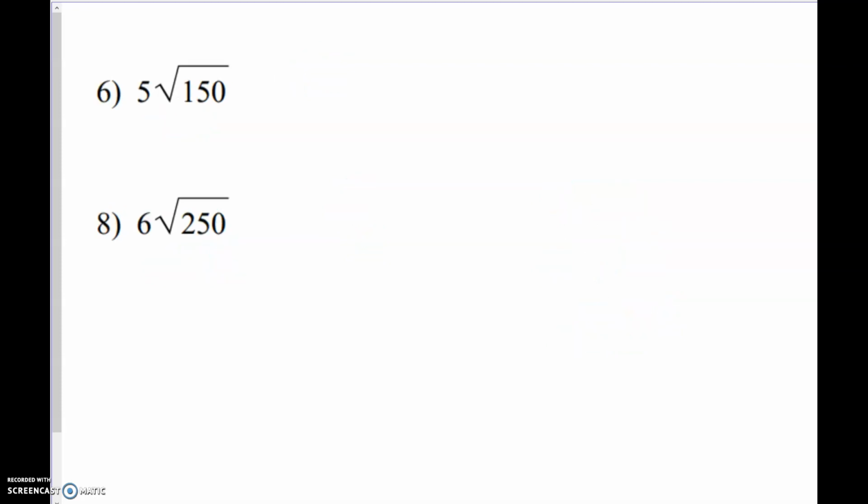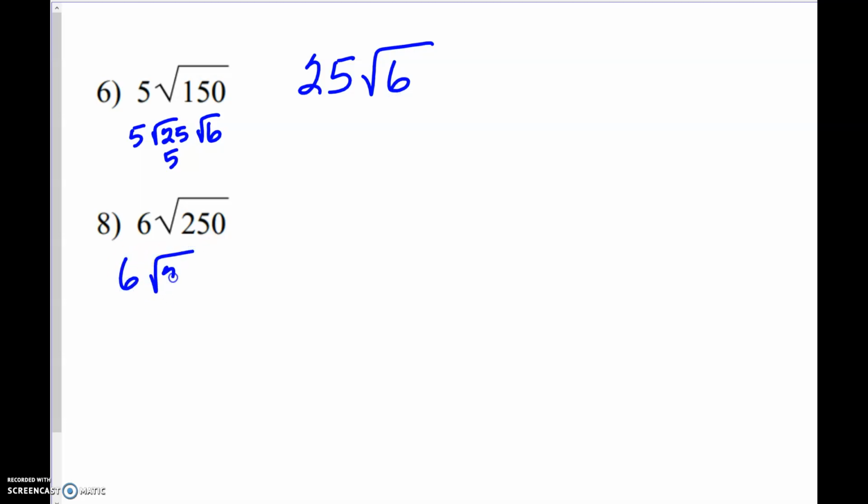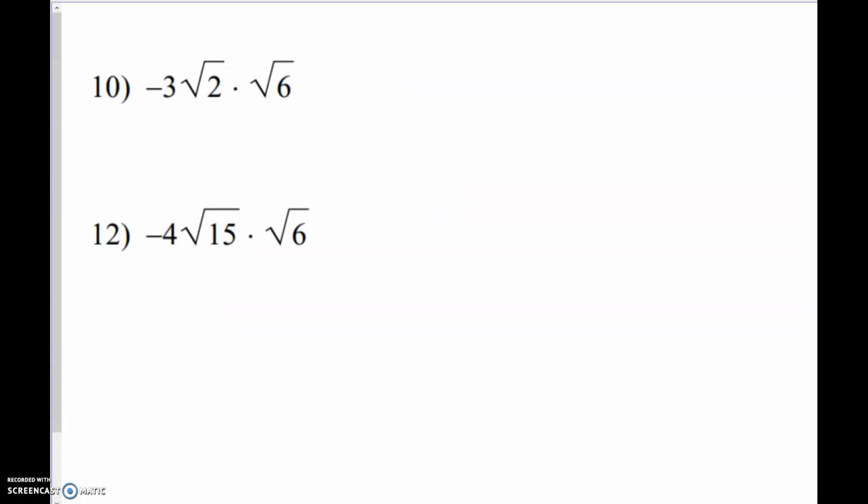Number 6, 150. Let's see, 25 goes in there, 6 times. So the square root of 25 is 5. 5 times 5 is 25, root 6. All right, so we have 6, so 250, so 25 goes in there 10 times. So we have 6 times 5 times root 10. So we have 30 root 10. 25 times 10, 250. All right, so 30 root 10.